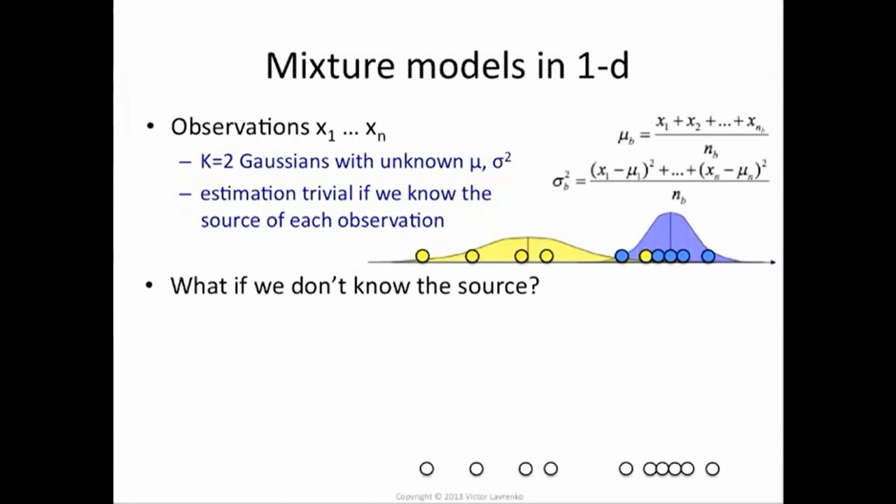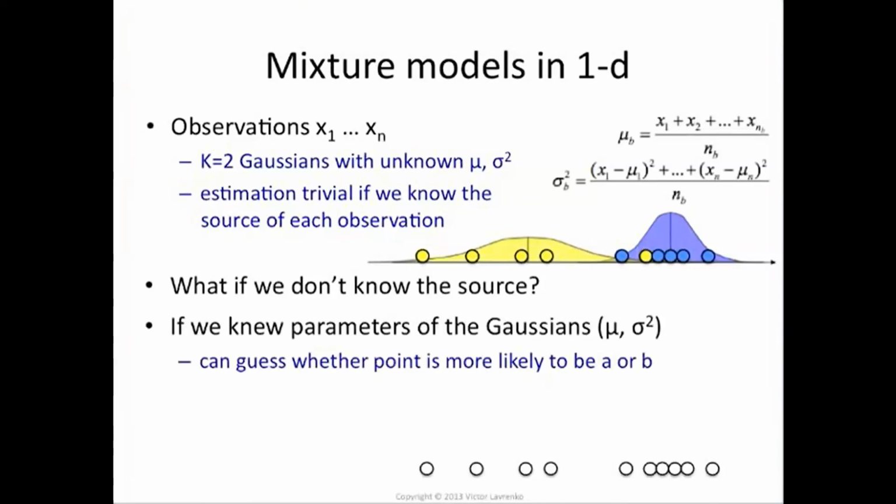And this is the situation that you have when you're doing mixture models. You have a bunch of data points and you suspect that they came from k different Gaussians, but you have no idea which points came from which Gaussian. So you're going to fit the parameters, but you don't know which point came from where, and that makes it hard. Now, if we happened to know the parameters of the Gaussians, right? So if somebody came along and told us that the blue Gaussian has a certain mean and variance, and the yellow Gaussian has a certain mean and variance, right?